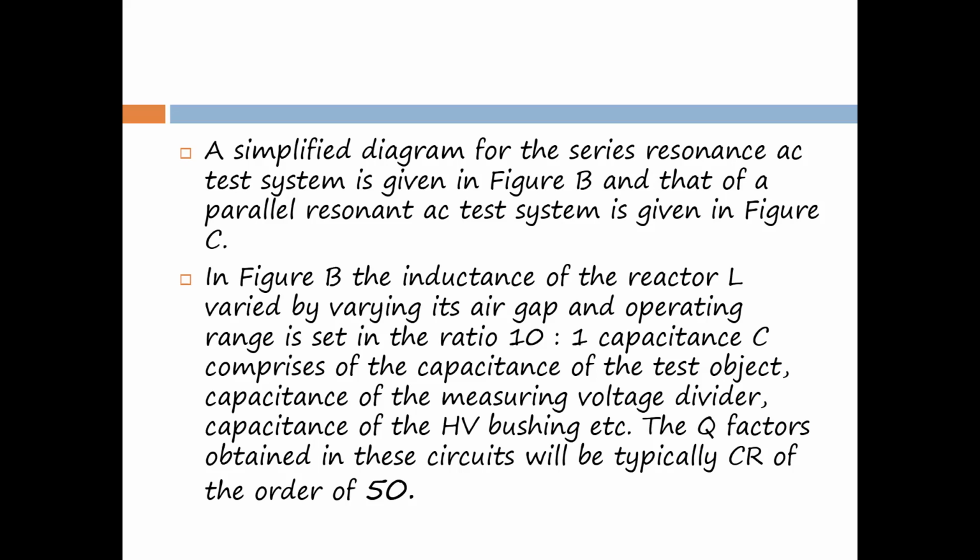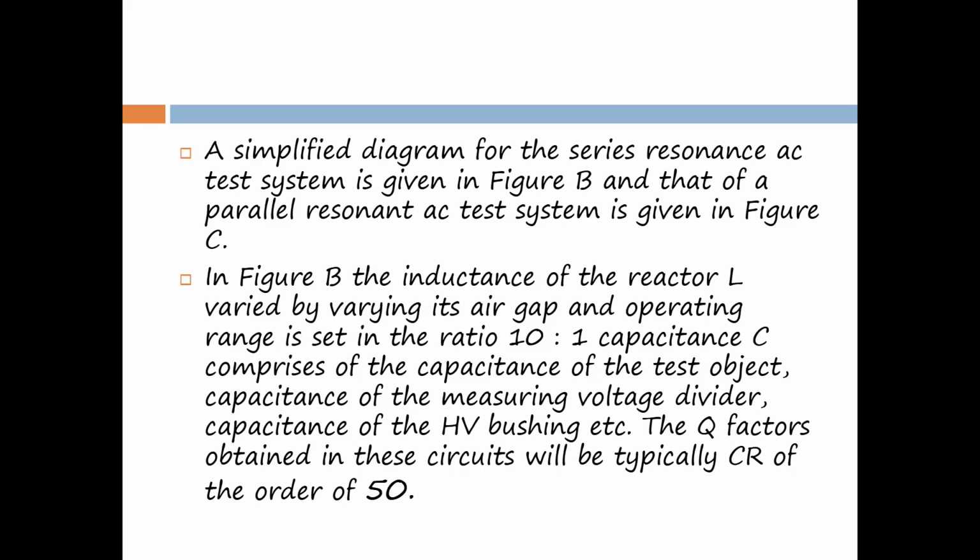What is the formula for that one? Can anybody tell me? What is the formula for the Q factor in this case? The Q factor is given by the formula 1 upon omega CR. That's the quality factor. And its value is going to be 50. What does Q factor 50 mean? It means that the voltage at the test object is 50 times the input voltage under resonant condition.